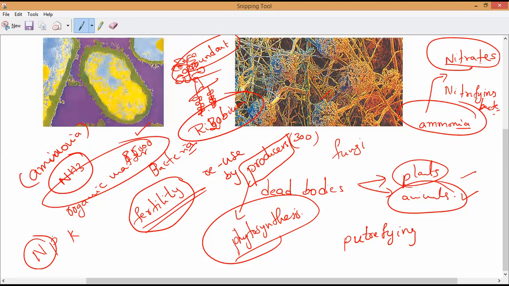All the nutrients present in the soil, air, and water will be replenished, meaning getting back again, only by whom? Only by decomposers. If there are no decomposers, they will be exhausted, and then what is happening? The evolution of life would come to an end, because producers are not getting sufficient nutrients to grow and produce food.